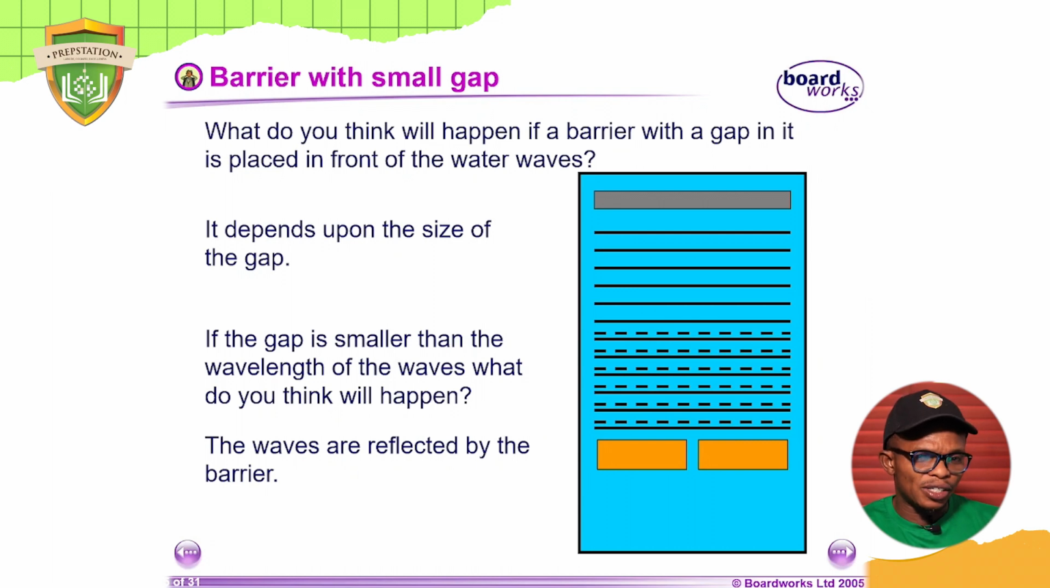Why? I just gave you something. I said inverse proportion. Let me write it down. Inverse proportion. Wavelength is in direct proportion, while the slit is inverse proportion. So if the gap is smaller than the wavelength, nothing will happen. The wave will reflect back. But if the gap is the same as the wavelength or bigger, something will happen. I hope you got that. I'm taking my time to explain this.